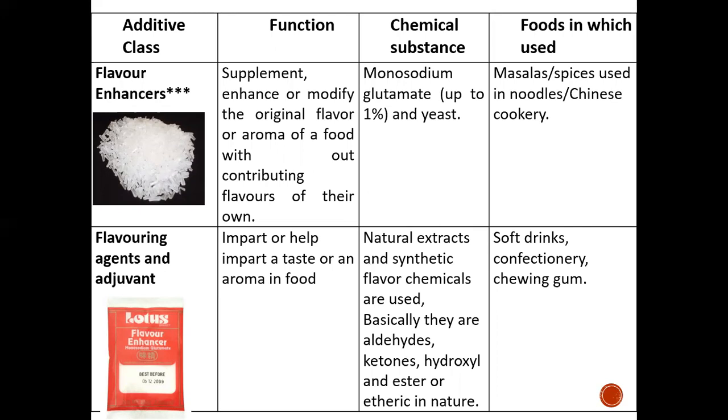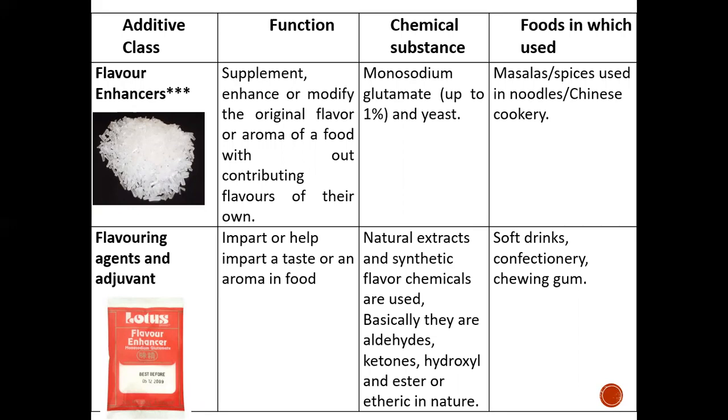Next one is flavoring agents. They also give a particular taste to foods. Flavoring agents are different from flavor enhancers. A flavor enhancer enhances something which is already there. When you add MSG or Ajinomoto to our food, it just increases the taste and flavor. It does not add a particular taste of its own, it just enhances the taste or flavor which is already present.